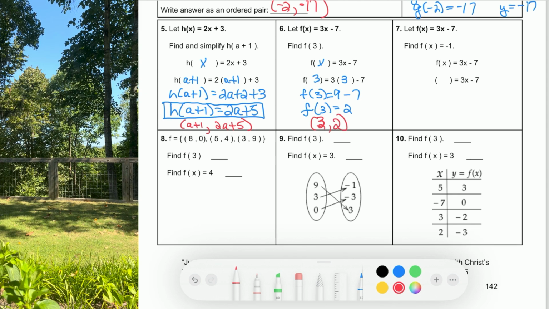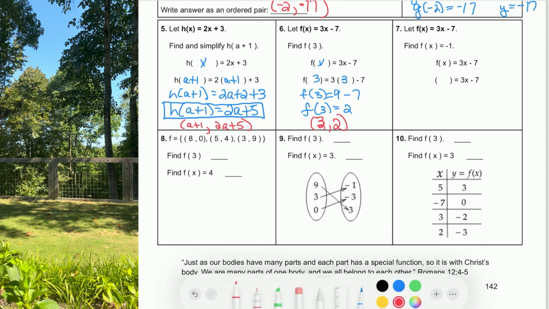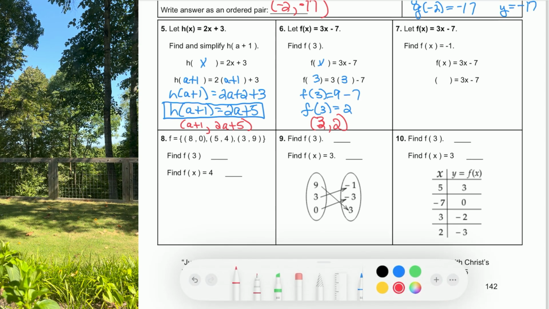Number 7, let f of x equal 3x minus 7. Same one, but this time it says find f of x equals negative 1. I want to point out something very important, because students oftentimes get confused or forget the difference between these two. This one has find f of 3. They replaced the x on this one. That's why we plug in the 3 for that x value, because it's where the x was right here. On number 7, what they replaced was the y value. Notice the -1 is here. It's not here. So that changes things.